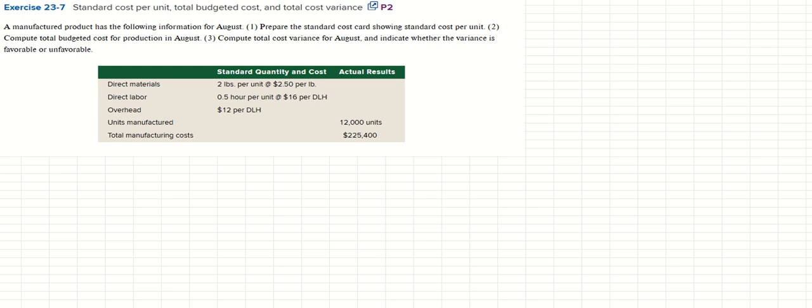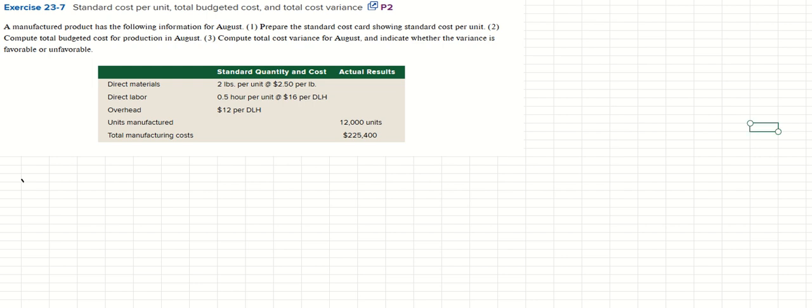Okay, practice problem number 3 for chapter 23. So this exercise here is asking us to do a few things. The first thing is to prepare a standard cost card showing the standard cost per unit. Second thing is to compute total budgeted cost for production in August. And the third thing is to determine what the total cost variance is for August and to determine whether it's a positive variance, which is favorable, or a negative variance, which is unfavorable.